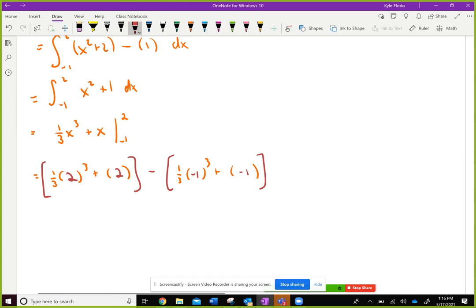Anyways, alright, so these parentheses are important, right? Use these parentheses. They're not gonna hurt you, they're only gonna help you. What's 2 cubed? 8, so that's 8/3 plus 2. -1 cubed is -1. -1 times 1/3 is -1/3.